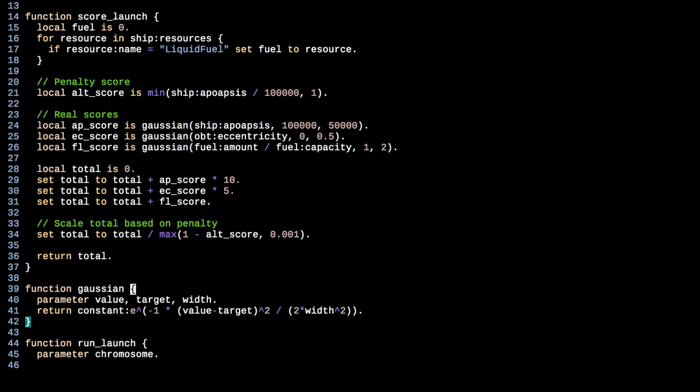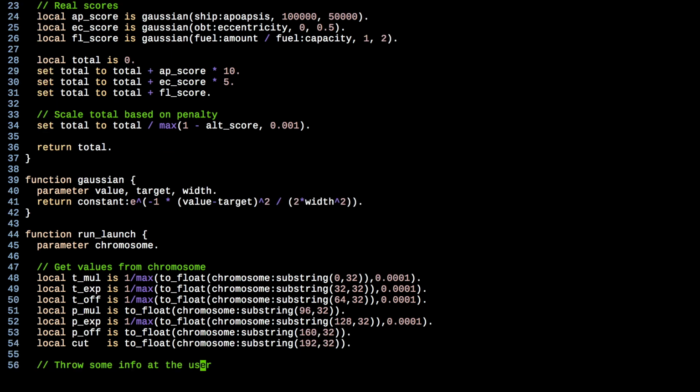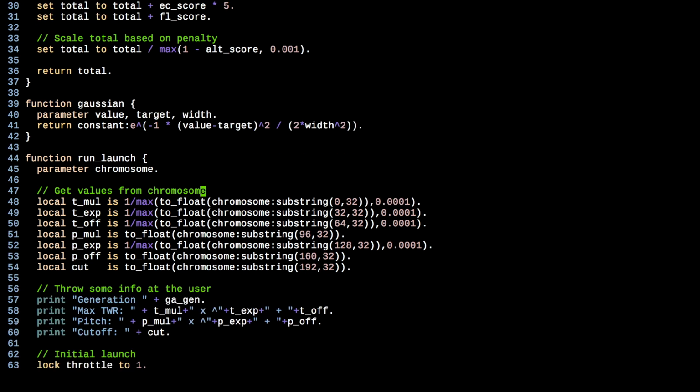And then we've got this Gaussian function that's just the stuff that I described. Now we actually have to run the launch. So we've got our chromosome, which is that string of zeros and ones. We're going to unpack out those zeros and ones. You see, in a couple of places I've actually inverted it. So we may have a value that is 5, but we're actually looking at 1 over 5 as these multipliers or things like that. So I'm grabbing all of those out and grabbing the cutoff.